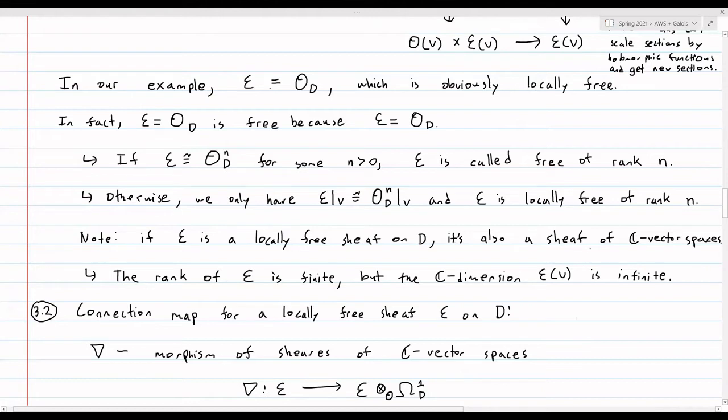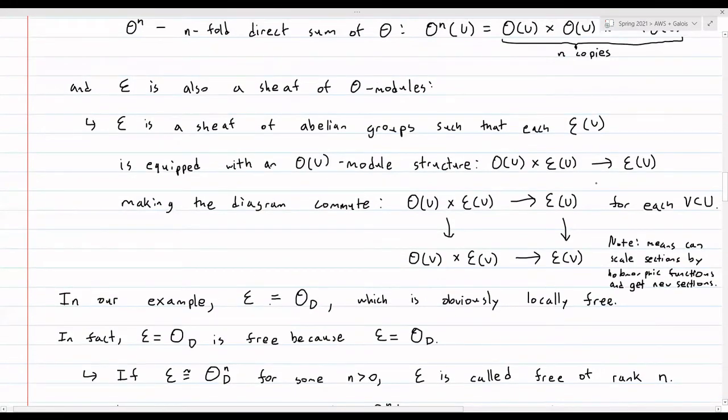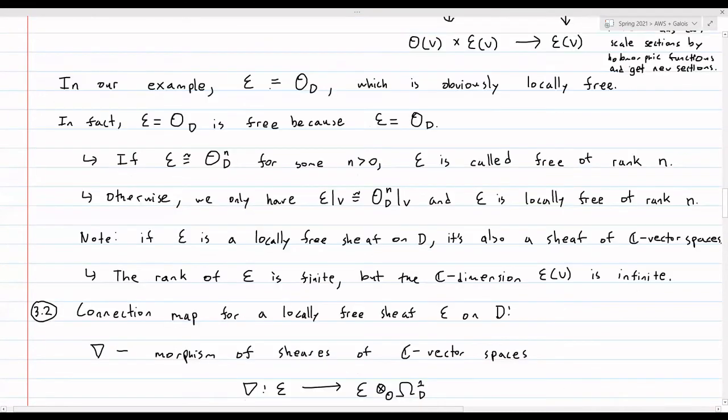Now we just need this fact. A locally free sheaf on D is also a sheaf of complex vector spaces. Remember, it's a sheaf of O-modules, so you can scale things by holomorphic functions, but the constant functions are also holomorphic functions, so you can scale things by complex numbers. So it's also a complex vector space. The way you go from a sheaf of O-modules to a sheaf of complex vector spaces is to restrict your scalars to complex numbers instead of holomorphic functions. And the rank of E is going to be finite.